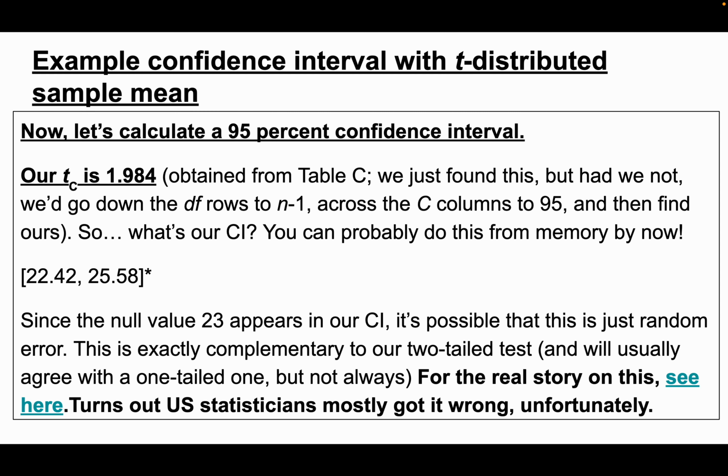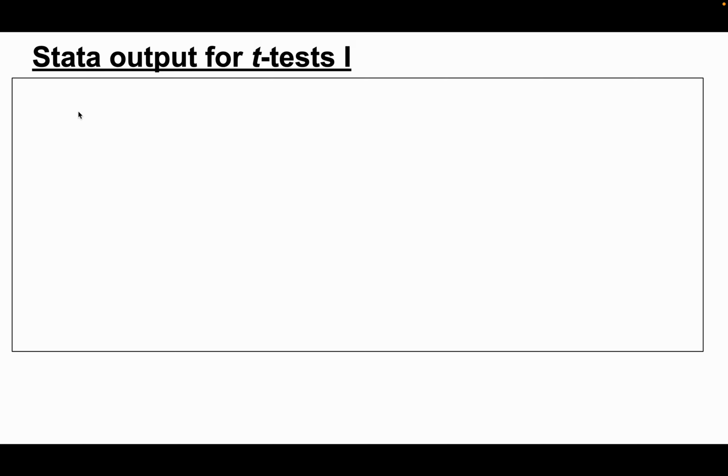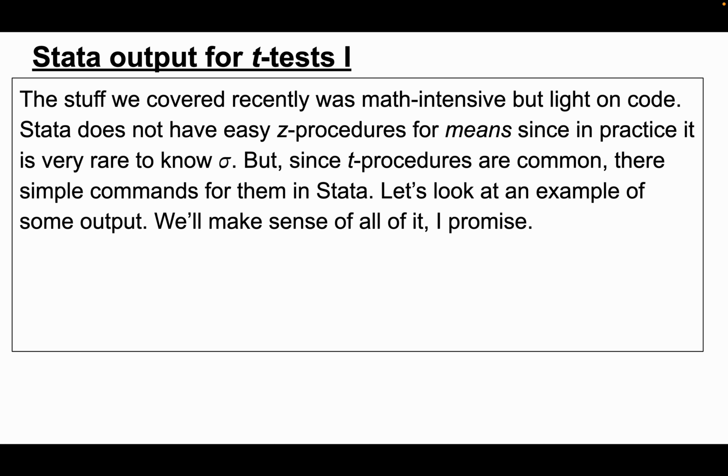So since the null value 23 appears in our confidence interval, it's possible that this is just random error. So this is exactly complementary to our two-tailed test, and it'll usually agree with the one-tailed one, but not always. If you're interested in the real story, you can see here, it turns out that US statisticians mostly got this wrong, unfortunately. So now let's look at some Stata output for t-tests.